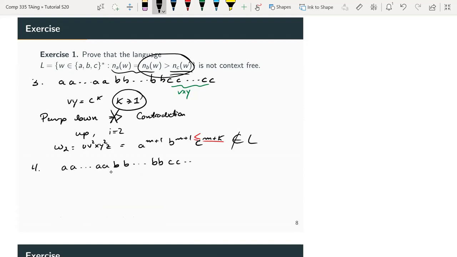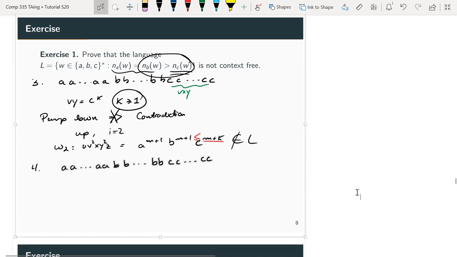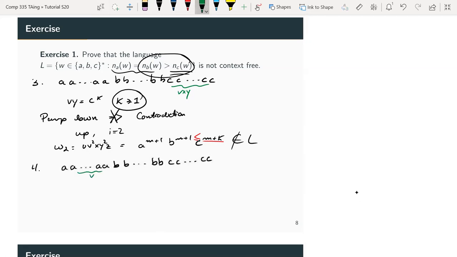So now, your string is a bunch of A's, a bunch of B's, a bunch of C's. The other thing you can do now is, instead of only having your V and the Y be in the same symbol, you can let the V and the Y be within two different symbols. So what I mean by that is, let's say you have your V within the A's, and then your Y within the B's, and then the X is in the middle. I'm going to assume that the length of V is greater than zero, and the length of Y is greater than zero.